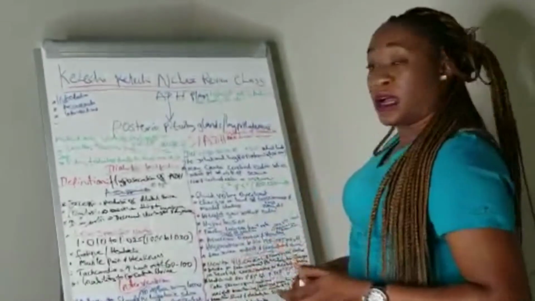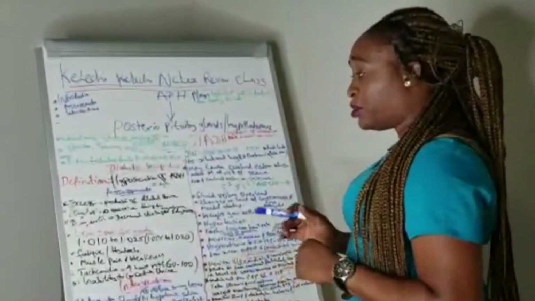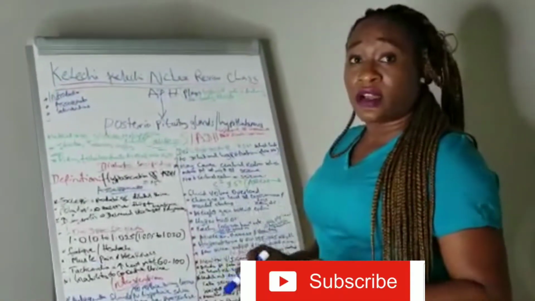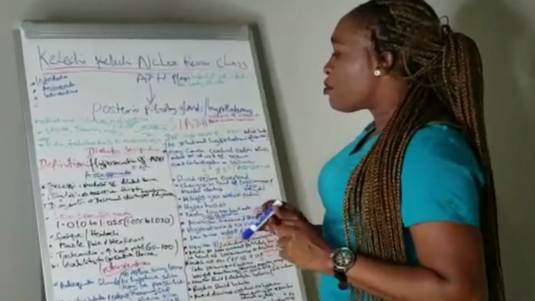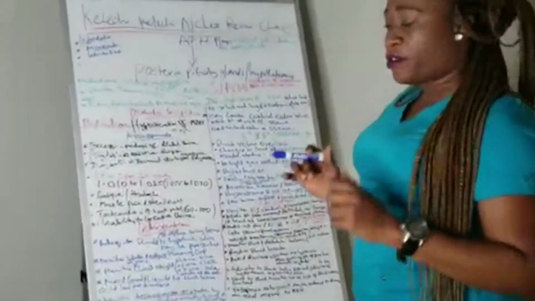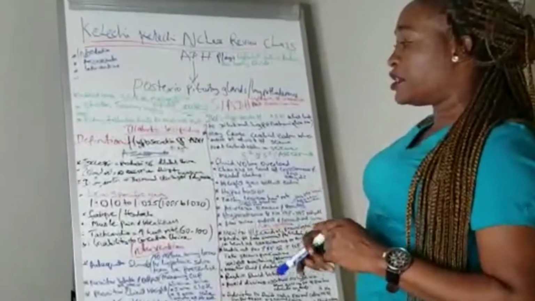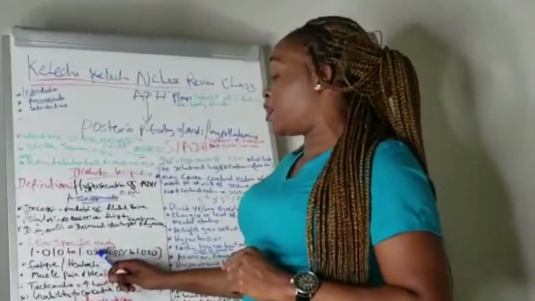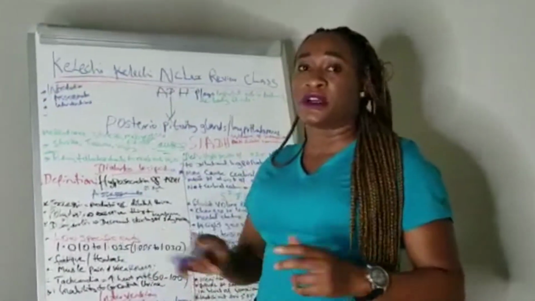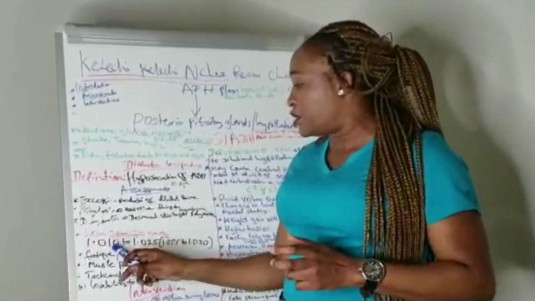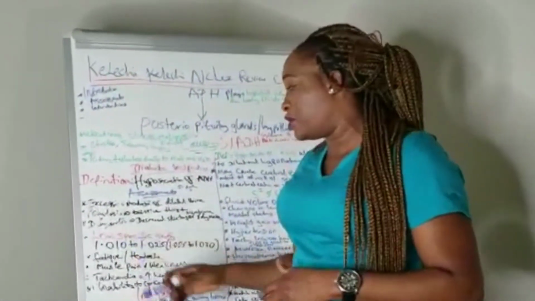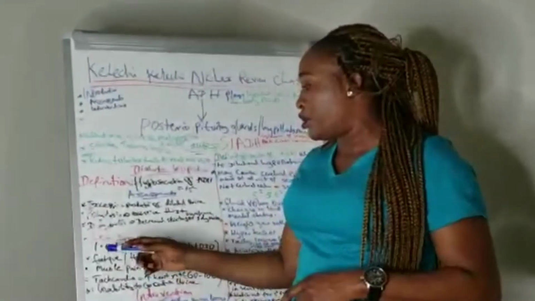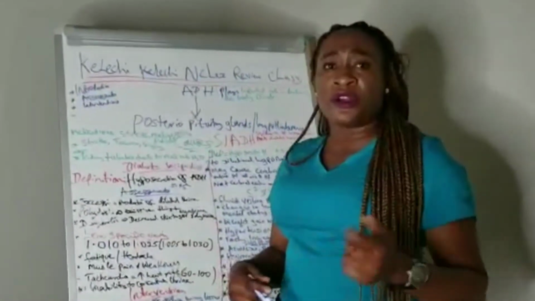Okay, and if you're writing NCLEX and you don't know the normal specific gravity, it is 1.010 to 1.025. Please know it, because this is probably most common in NCLEX questions. You could see it, and also know your lab values.